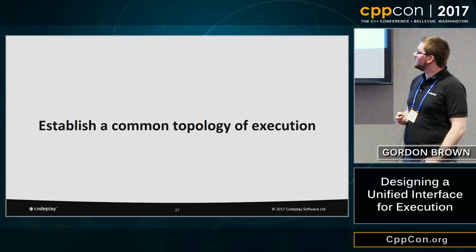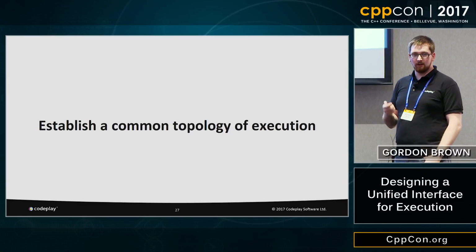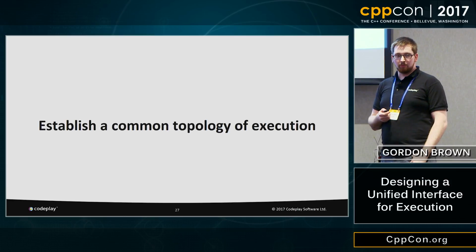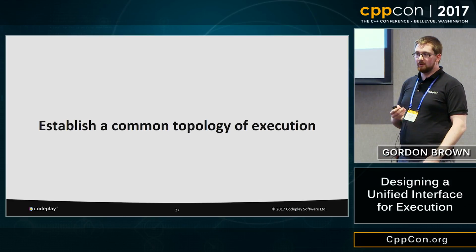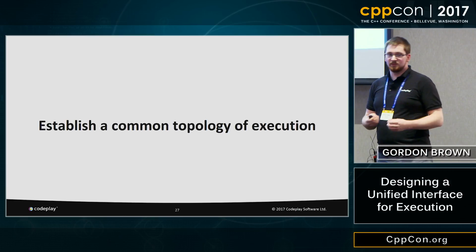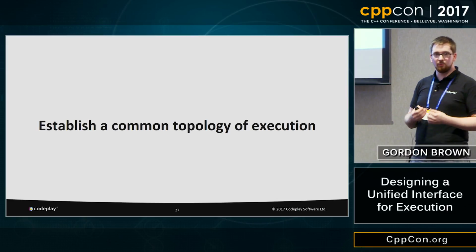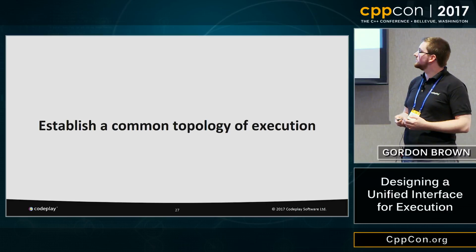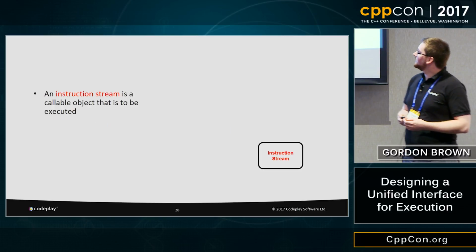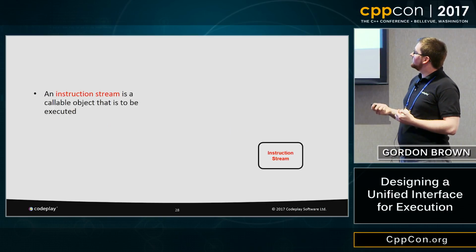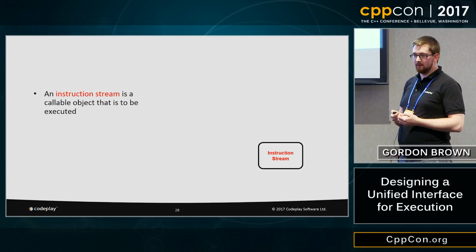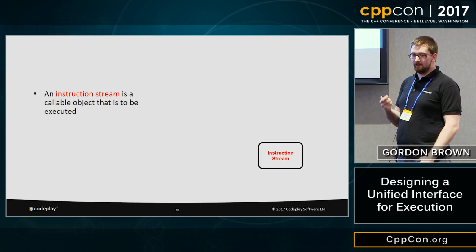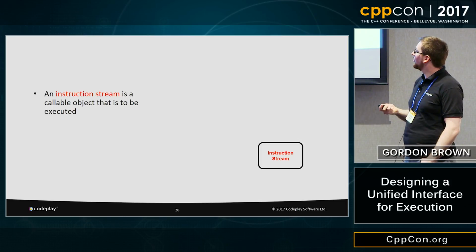So the first thing that we needed to do to define executors is to establish a topology of execution. We need to define the various components of execution, what they are, how they relate to each other, and the terminology for describing execution. So this starts off with the instruction stream. This is what I was showing a moment ago, this callable object. An instruction stream is essentially just any callable object that can be executed.